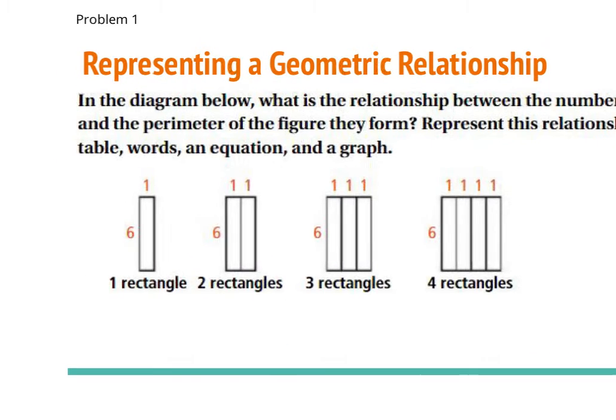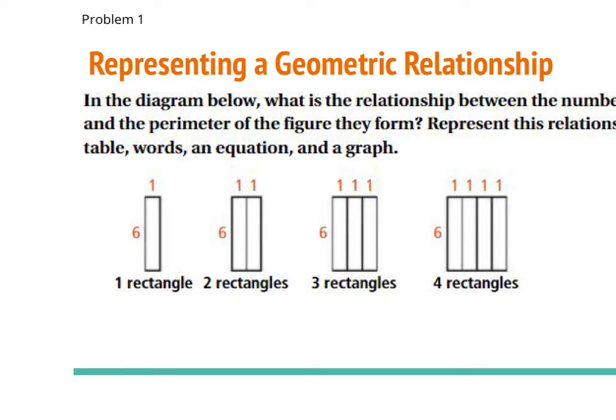So in the first one, we've got one side with 6, one side with 1. So the opposing side of each of those, this side length is 1, this side length is 6. So our perimeter is going to be 1 plus 6 plus 6 plus 1. Okay, and this will give us 14. So that's our perimeter.